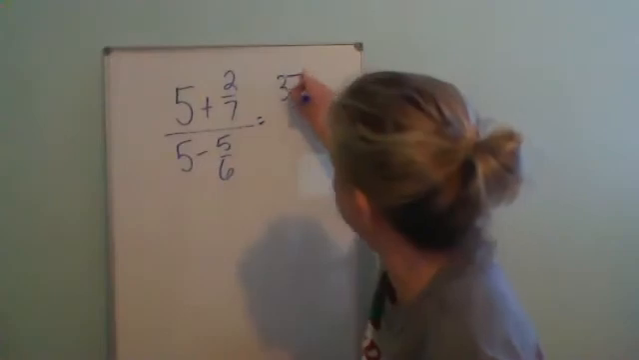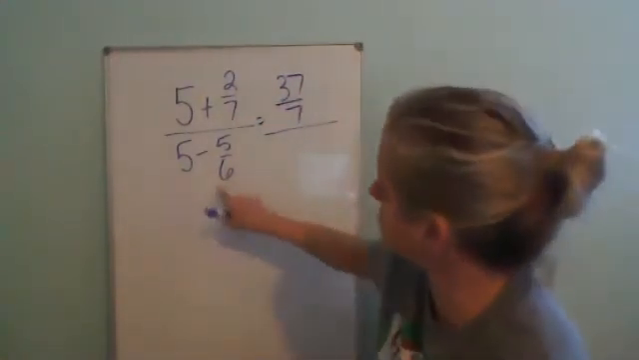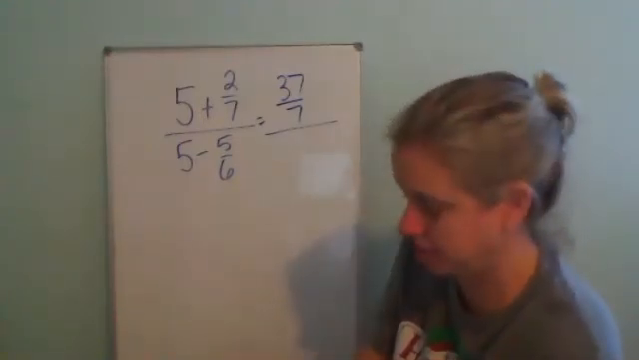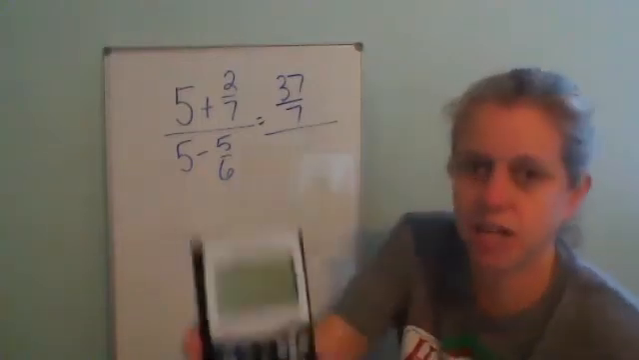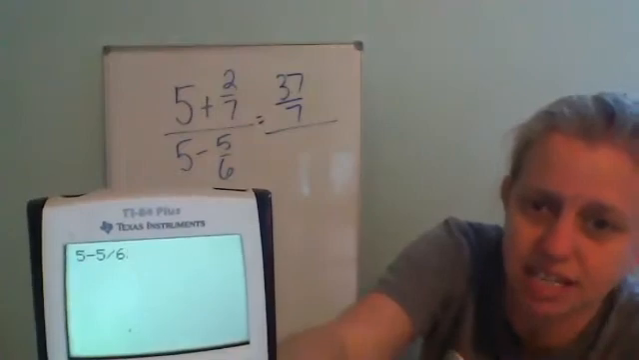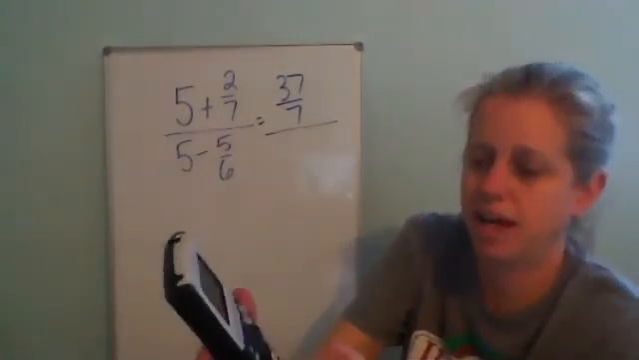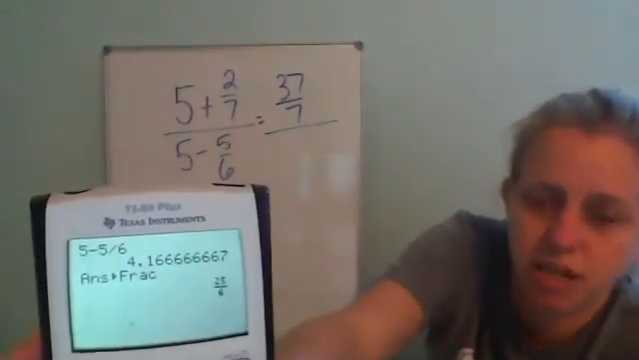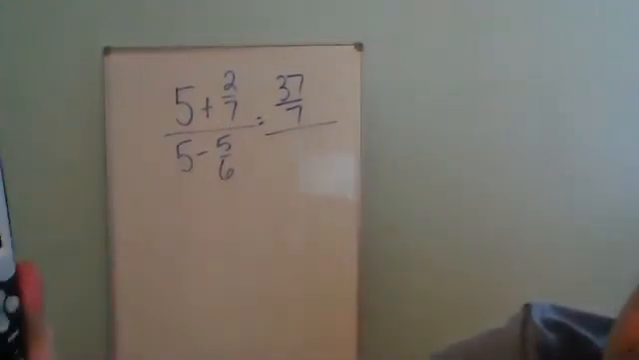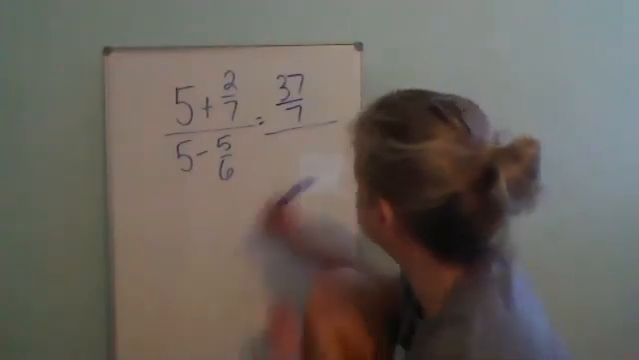So let's see, that's the first part. So this up here is 37/7. Do the same thing in the bottom. So now 5 minus 5/6. So again, it should look just like what your denominator does. 5 minus 5/6. So hit enter, again, crazy decimal. Math enter that crazy decimal. To see that when you do 5 minus 5/6, what does it give you? It gives you 25/6.